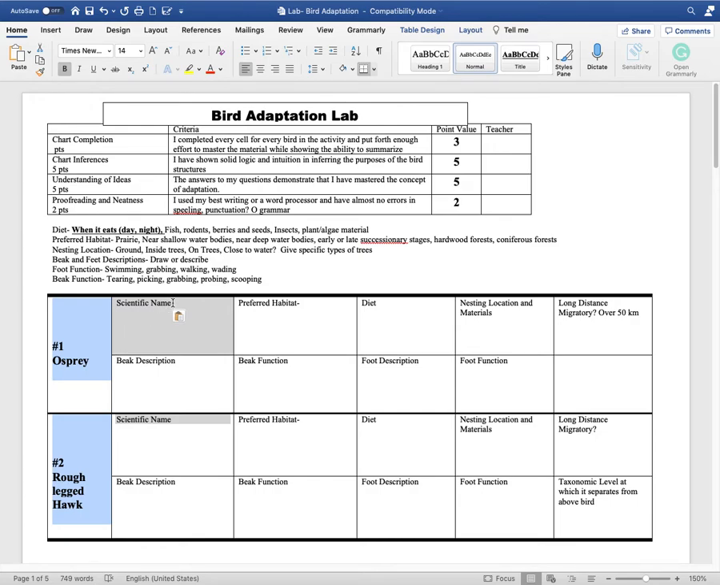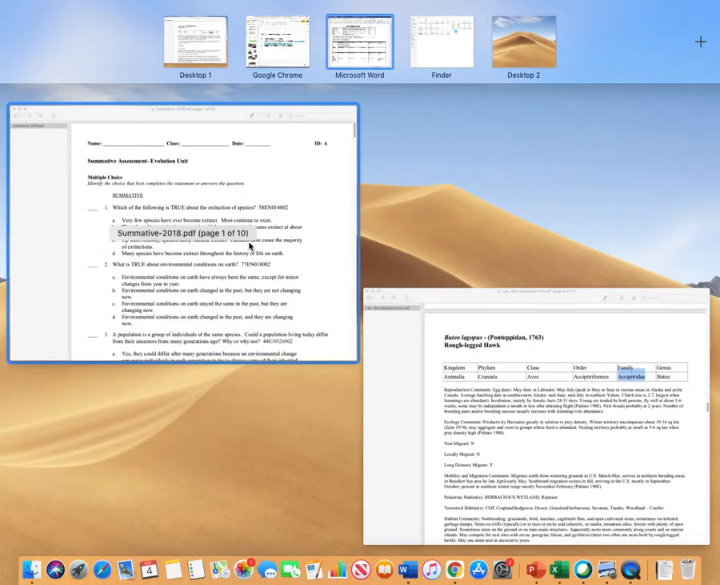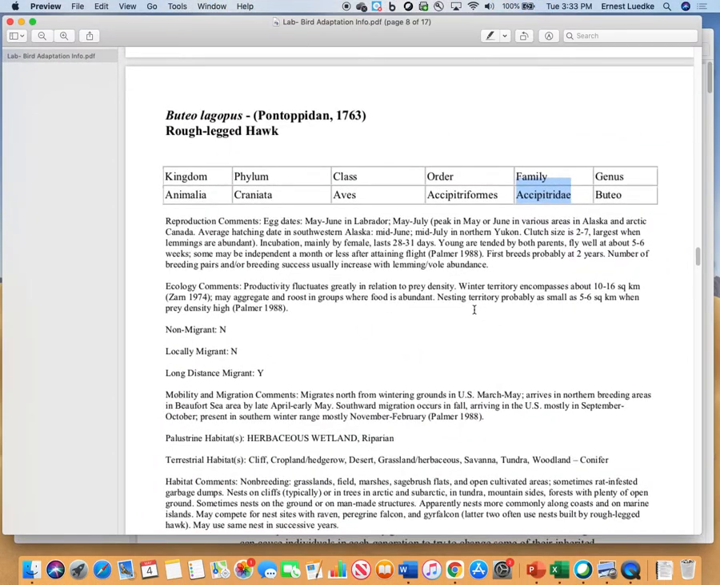So the first thing you're going to need is the scientific name of the bird, and you are going to get that from the bird information sheet here. So if you look at scientific name of the rough-legged hawk, here it is. And of course, we noticed that the first part of the scientific name is Buteo, which matches the genus that it's in. So the first part of all scientific names is the genus, and then the second part of the scientific name is its species identifier.